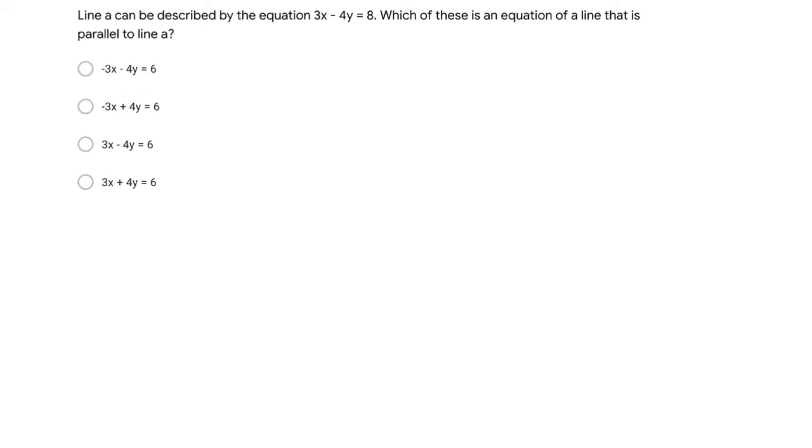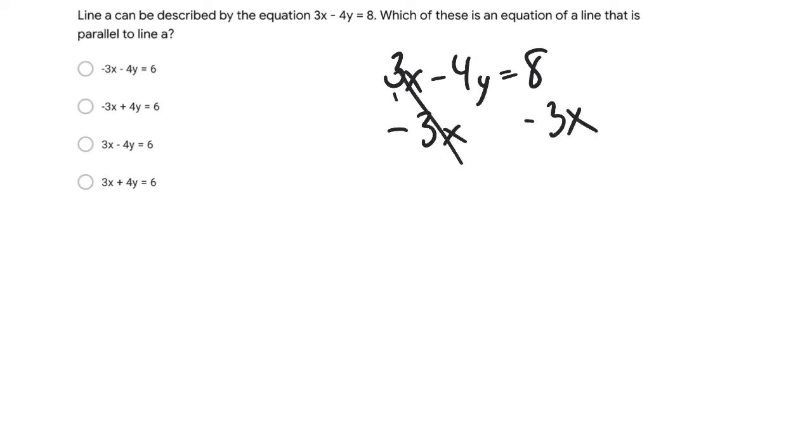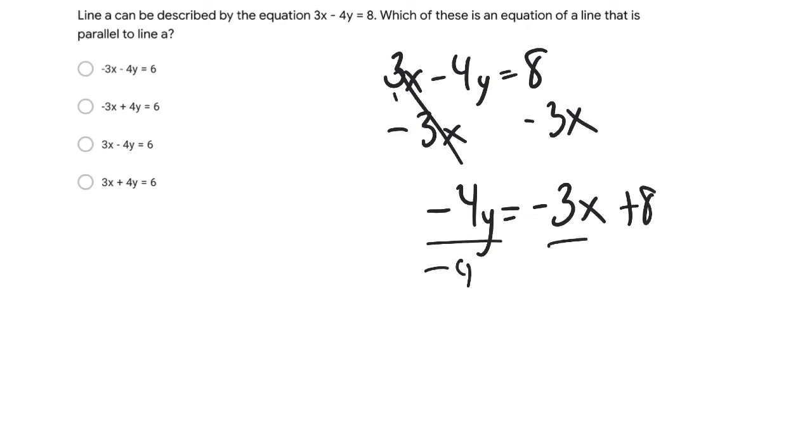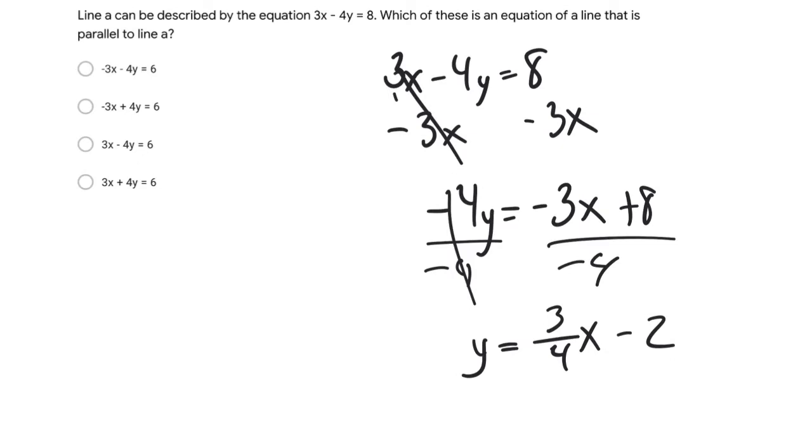But let's say I didn't understand standard form. You could always stick it in slope-intercept form. I could say 3x minus 4y equals 8, and I could just convert to slope-intercept form. I can subtract 3x from each side. Boom. I'm going to have negative 4y is equal to negative 3x plus 8. And if I divide everything by negative 4, then I have y is equal to 3/4 x minus 2. So that shows me that the slope for this one is 3/4.